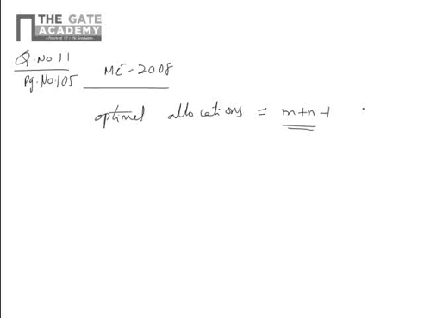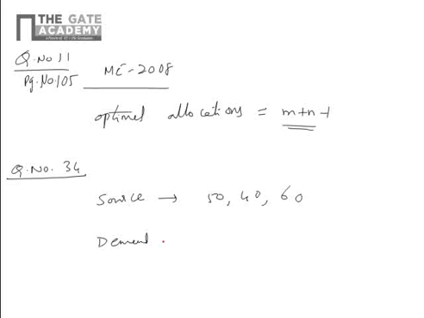Next, another question. Very few questions they have asked in transportation. 34th question. The supply at three sources we have 50, 40, 60. Demand how much? 20, 30, 10, 50. Total supply is 150. Total demand is 110. So demand is less.